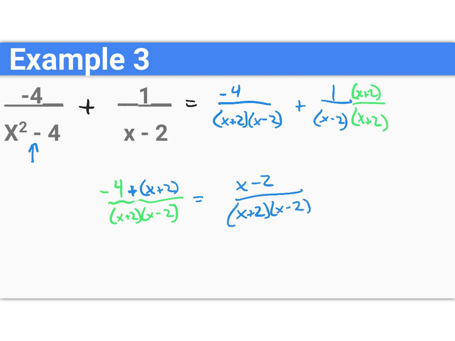Because I cannot distribute the 4 because there's a plus here. So x stays x, and negative 4 plus 2 goes to negative 2. And they cancel out, and I'm left with 1 over x plus 2 as an answer. And that is fully simplified.